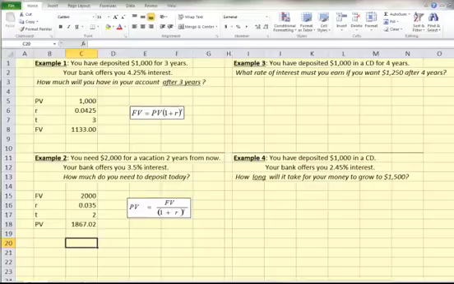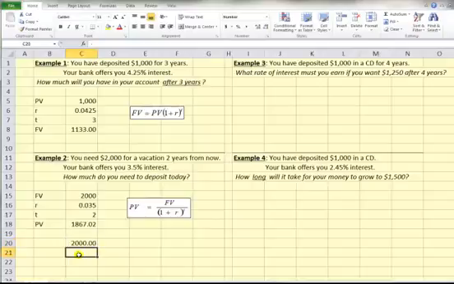Let's work it out. In that case, I would be working out future value. So I would say this is the amount I'm depositing now times 1 plus the rate of interest that I will receive to an exponent of the number of years I'm letting my money sit there. So yes, I have the $2,000.